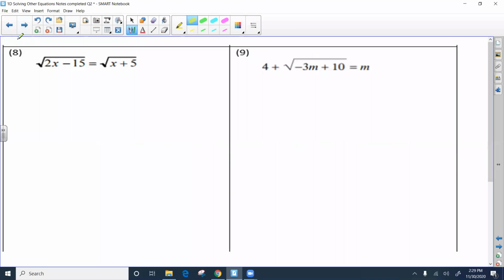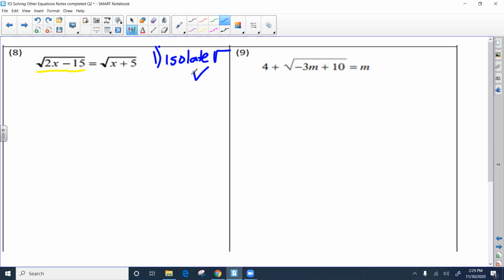Okay, so number 8 looks a little bit different because there's actually 2 radicals. So when we have 2 radicals, we're still going to do the same thing. Step 1 is to isolate the radical. If there's 2 radicals, just pick which one you want to isolate first. I'm going to go ahead and get this one by itself, the square root of 2x minus 15. So I need to isolate the radical. But if we look at that, it's already done. That radical is already by itself. So step 1 is already done.